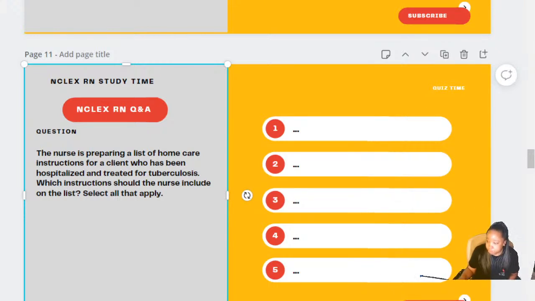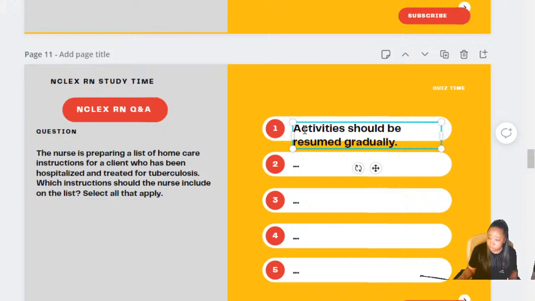Okay, so the first answer is, I have to go over the question so you can understand. Let's say the nurse is preparing a list of home care instructions. Home care instructions are things for the patient that is going home, so you need to prepare a list of things that the patient has to follow. Okay? And then within that list, I'm going to give you options and you will choose the best one.